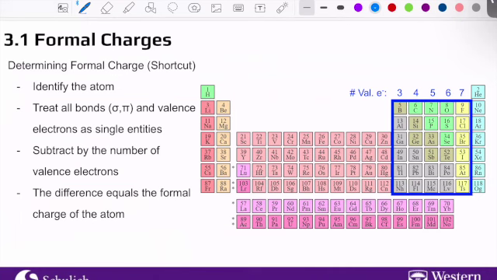So the first thing to really do is identify the atom as we had done previously, determining, for instance, an oxygen, sulfur, etc. Then we're going to want to treat all bonds, this is our pi and sigma bonds, and valence electrons as single entities. And I'll show you what that means in a second. And you're going to subtract this by the number of valence electrons. And whatever that difference then is going to represent your formal charge. That's a mouthful. I think we should describe this via an example.